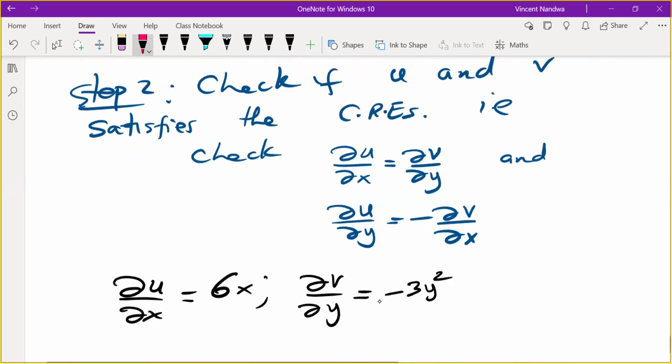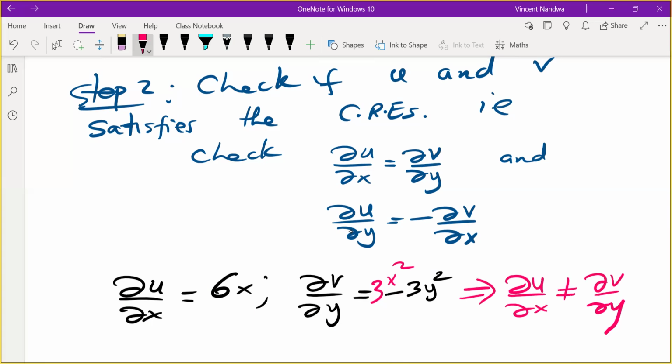So the partial v partial y is 3x squared minus 3y squared. And actually, you can see that partial u partial x is not the same as partial v partial y. So one of the conditions is already not satisfied. So obviously, the function can never be conjugate harmonic.